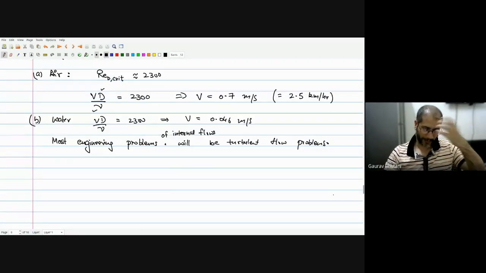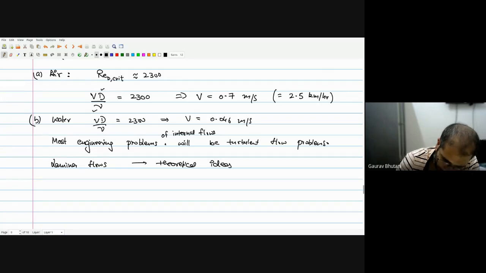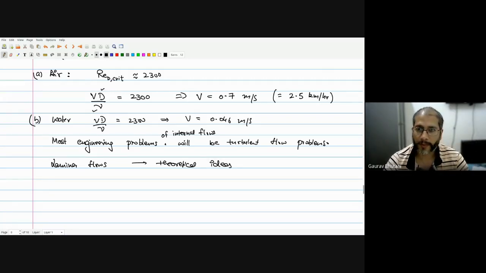All right. So now there'll be confusion here that if that is the case, then why do we talk about laminar flows at all? Why not just start studying turbulent flows? Okay, but it is still important to start with laminar flows, and the reason is because that will help us understand the theoretical ideas first.